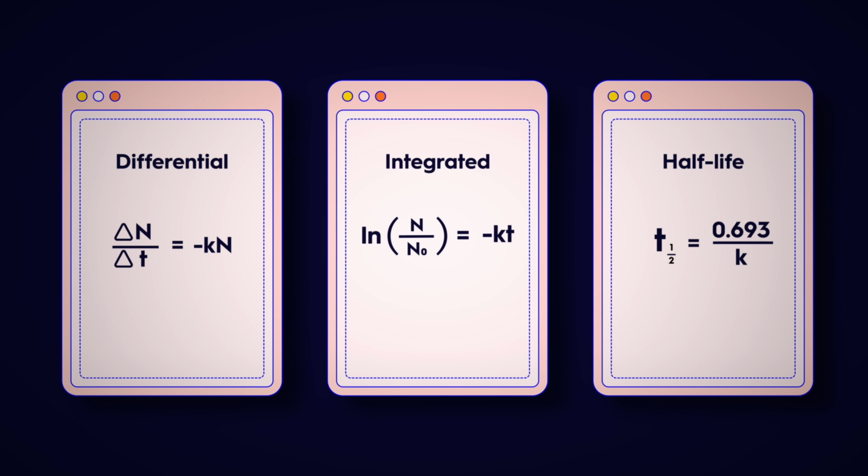To keep everything connected, remember the 3 views: the differential rate, the integrated law, and the half-life shortcut. You can move between them to match whatever the problem gives you.